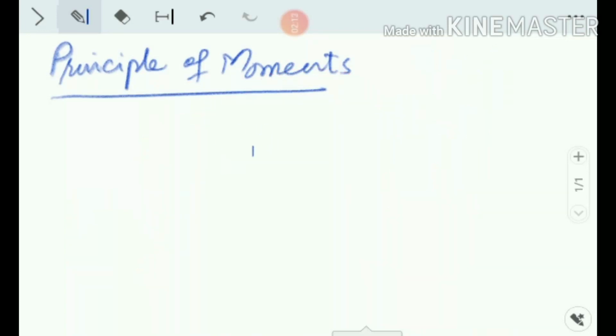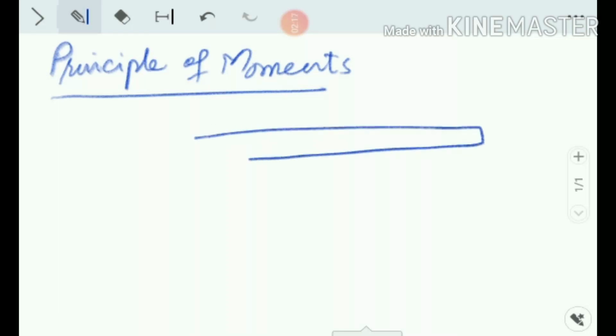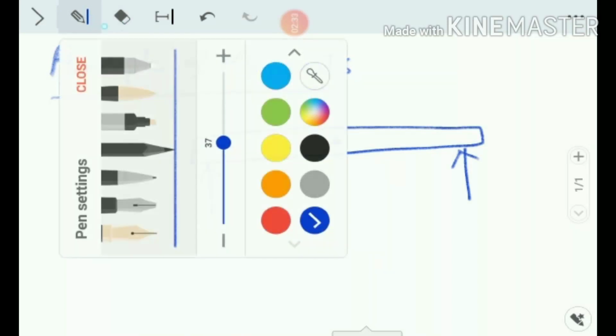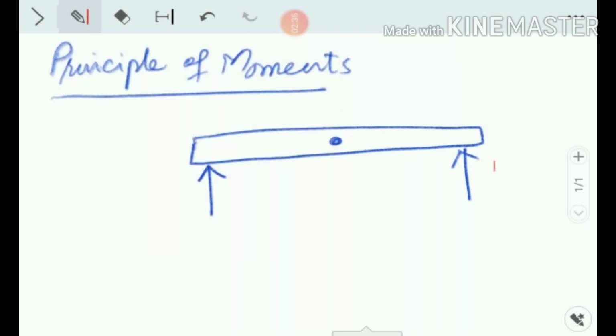Now if we have a lever which is pivoted at the center like this, so it is capable of rotating at the center. Now if there are two forces acting on either edges, then one of the forces is producing counterclockwise or anti-clockwise torque, and the other force is producing clockwise torque.